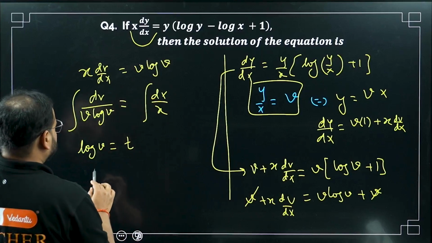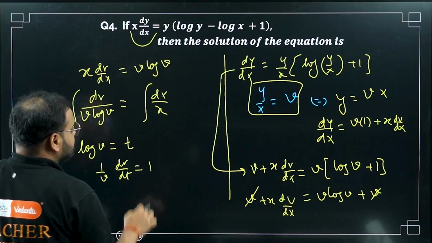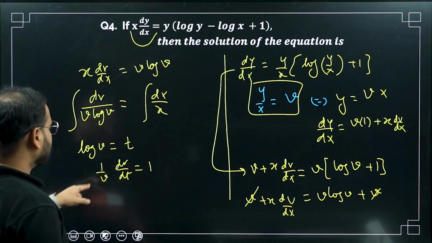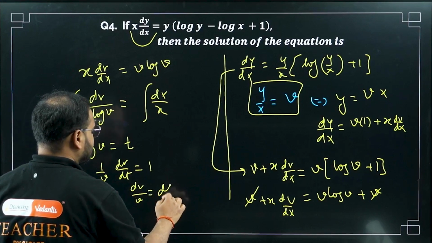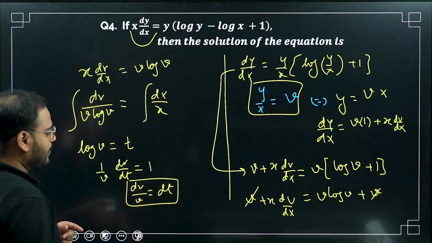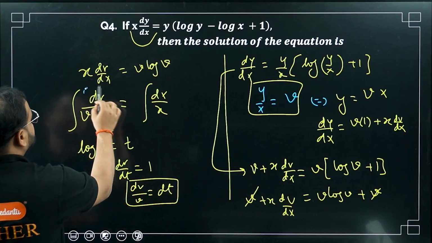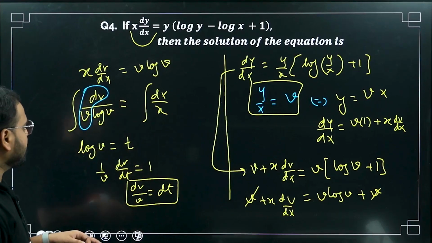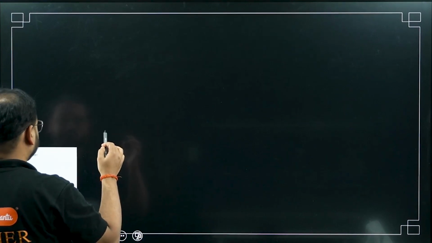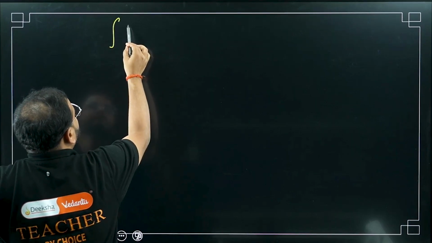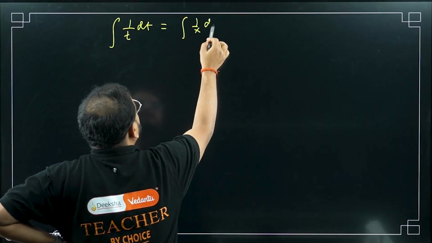Now you'll see, differentiate. It will become 1 by v dv by dt equals 1. Equals 1. So dv by v equals dt, and log v is going to be t. So I can rewrite this statement as integral of 1 by t dt equals integral of 1 by x dx.